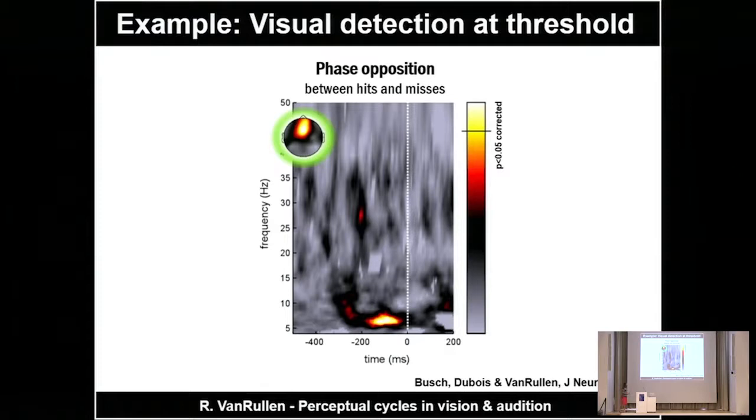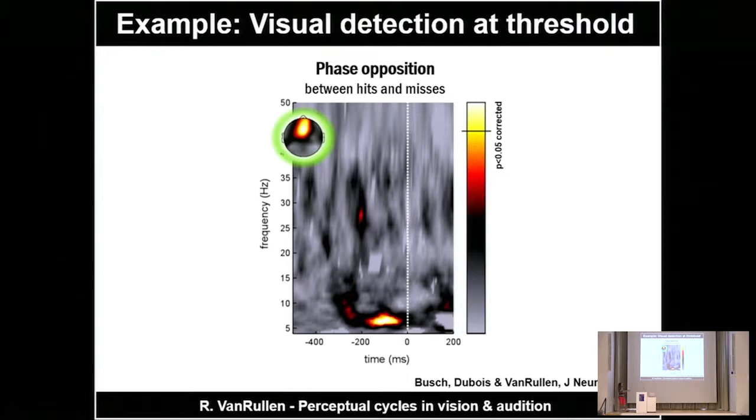So for every pre-stimulus time point, and for every oscillatory frequency between 2 and 50 hertz, what I'm showing here is the phase opposition between hits and misses. That is, how different are the distributions of phases for these two groups of trials. And using permutation statistics, we can get a p-value for this phase opposition, and of course we can correct it for multiple comparisons across all time points, frequencies, and electrodes.